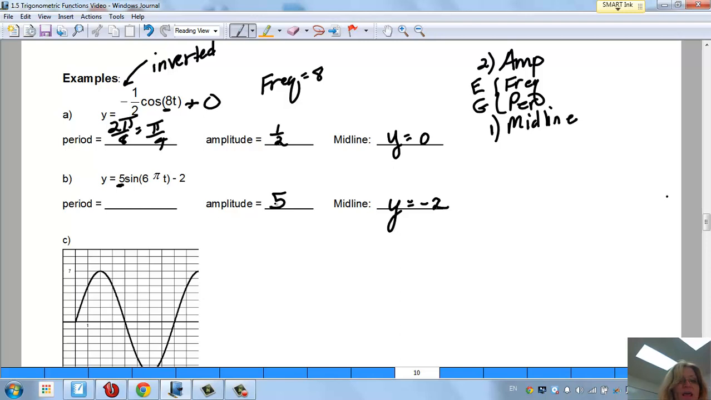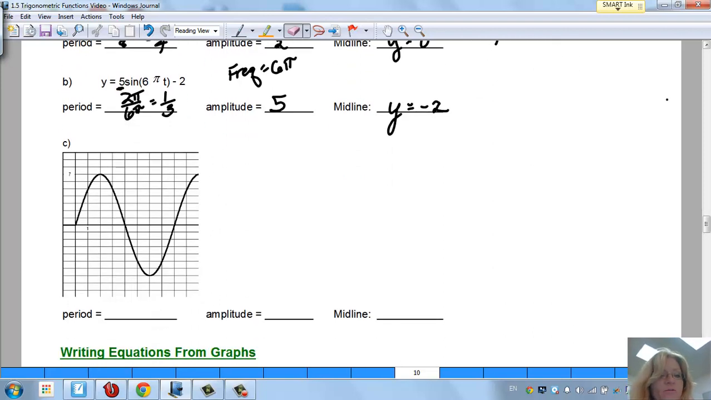All right. In this case, the frequency is 6 pi. So my period is going to be 2 pi over 6 pi, or 1/3. All right. So now let's practice so we can tell that from looking at actual formulas. Let's do it from graphs, okay?